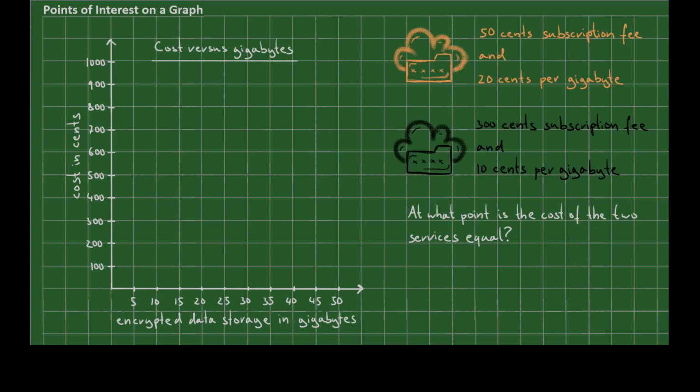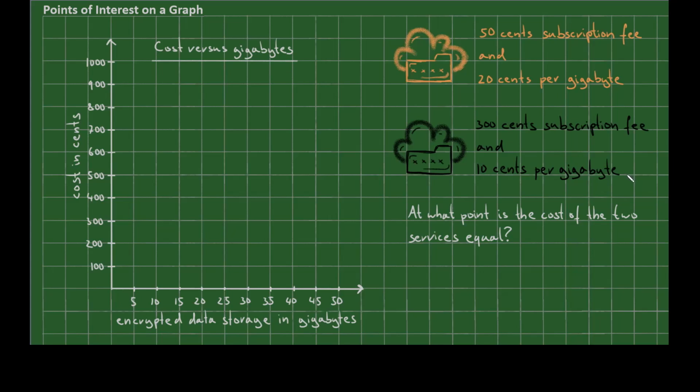Suppose that there are two services that are offering encrypted data storage. The service in orange has a 50 cents subscription fee. After that, they charge 20 cents per gigabyte. The black service has a 300 cents subscription fee, but after that, they charge only 10 cents per gigabyte. At what point is the cost of the two services equal? Or even better, at what point is one service cheaper than the other?